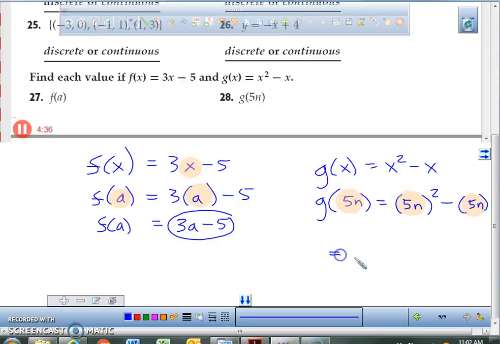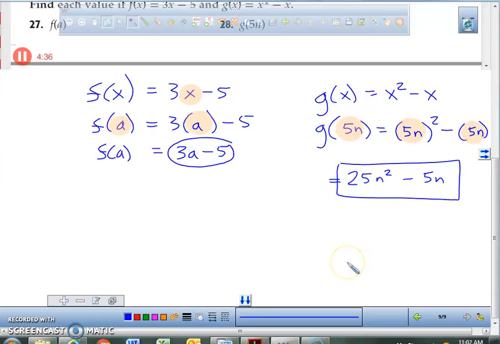Now students sometimes aren't sure what to do next. So what does something squared mean? It means you take that number and you multiply it by itself. So 5 times 5 is 25. And n times n is n squared, minus 5n. And that's your final answer.